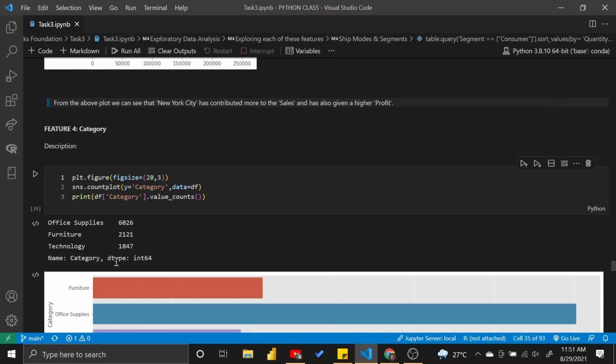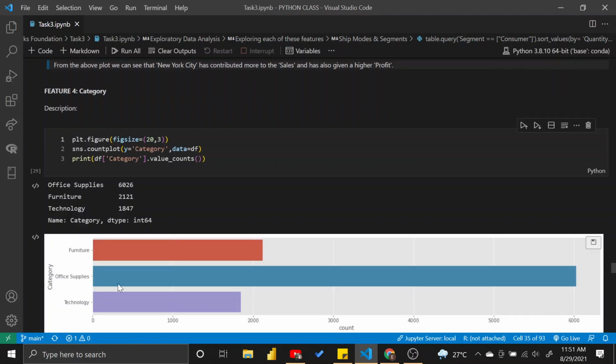I've just used count plot because that gives me a better idea about how my categories are distributed. What I follow is, for numerical values, I usually go for a dist plot, and for categorical values, I go for a count plot also. So let's see. In category, we have three categories: office supplies, furniture, and technologies. Using the count plot, we can see that office supplies are more in number, followed by furniture, and then technology.